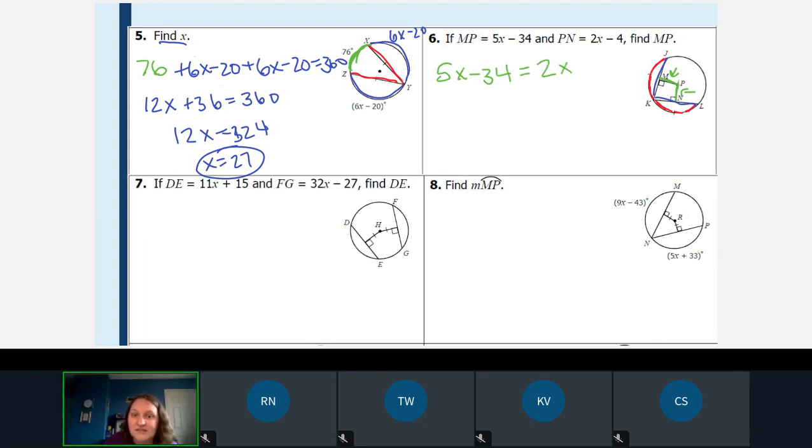So let me write this. All right, so since the arcs are congruent, the chords are congruent. And if the chords are congruent, they're equidistant to the center. So I can say that MP and PN have to be equal. All right, now we solve for x. Subtract 2x from both sides. Okay, don't forget that's a -4 right there. So if you subtract 2x from both sides, you're left with -4 there on the right. Add 34 to both sides.